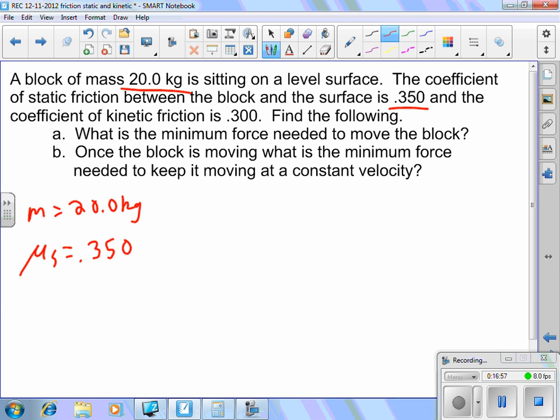The coefficient of kinetic friction is 0.3. Okay, so I'm going to need both of them in this one. That's a challenge. Find the following. What is the minimum force needed to move the block?